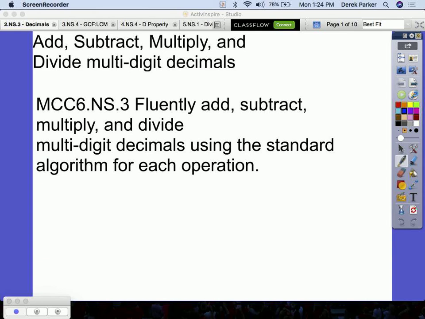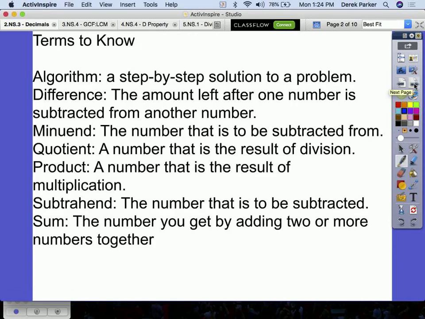In this standard, you will learn how to add, subtract, multiply and divide multi-digit decimals. Terms to know. Algorithm, a step-by-step solution to a problem.